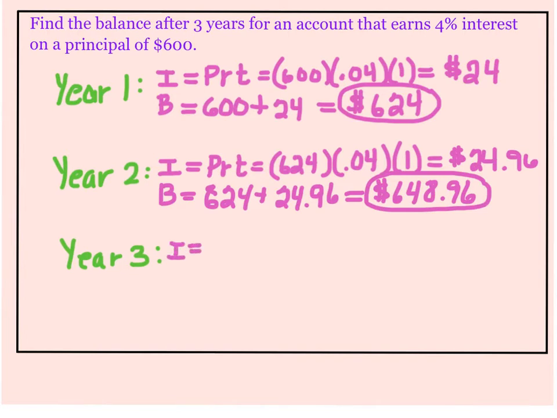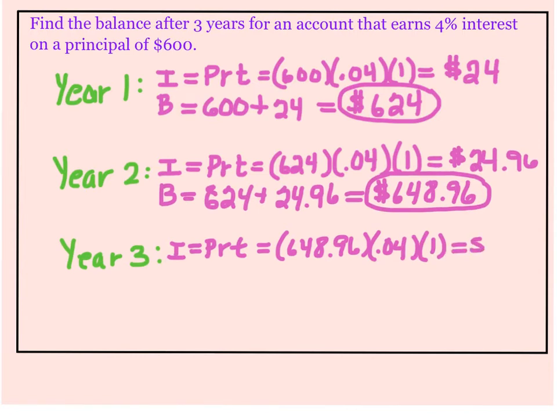First, calculate the interest for that third year. He has $648.96. The rate is 0.04. And again, we're talking about 1 year. He's going to earn $25.96 in interest on the third year.